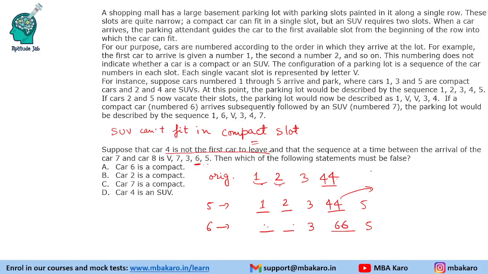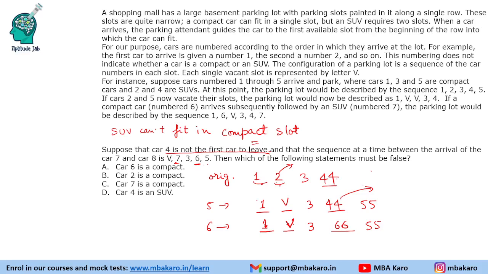If 6 was compact, 6 would have fit into one of these two places. Now then 7 arrives and it fits into this place. That means this place was a vacant one. Initially this must have been the vacant one. So original was this, 2 left, then this became vacant. Then 5 did not fit in. So 5 must be SUV here. Okay, so 5 is SUV because otherwise 5 should have fit in this place. Right? 5 was SUV. Then what happened was 4 left and 6 fit in the SUV slot.